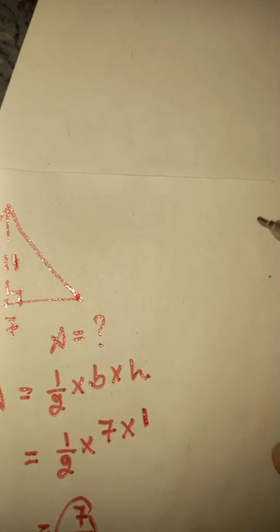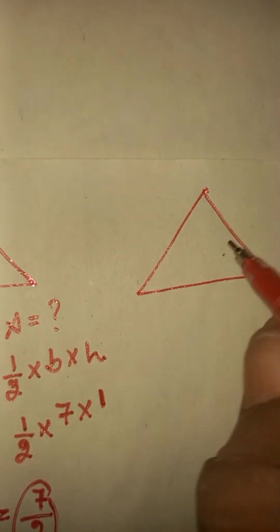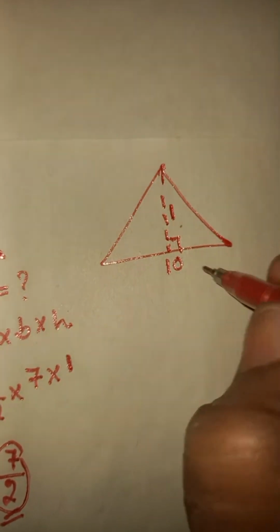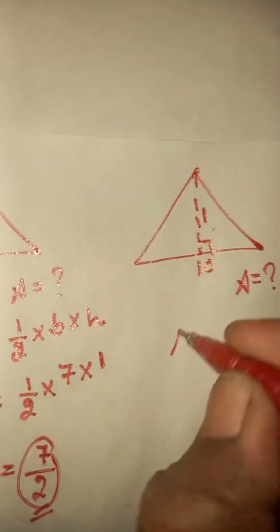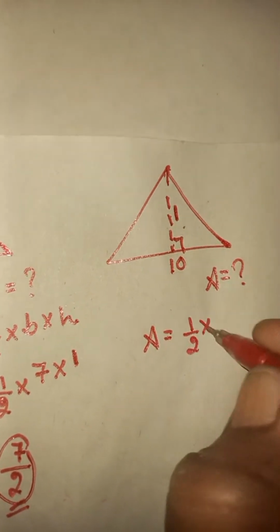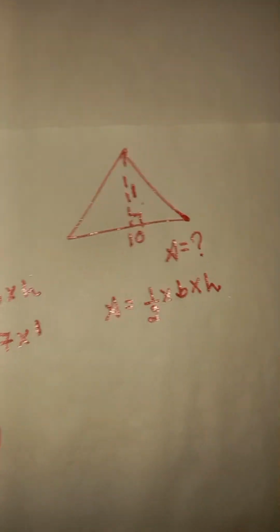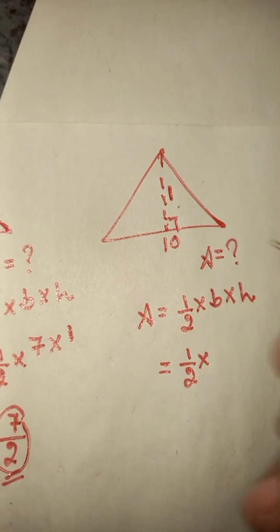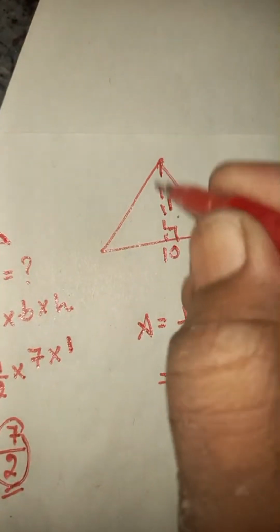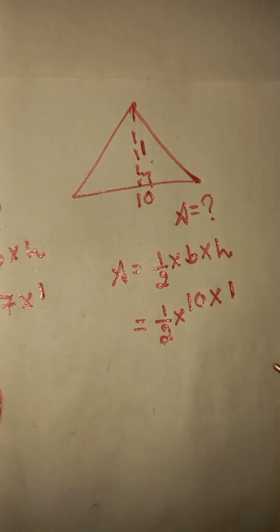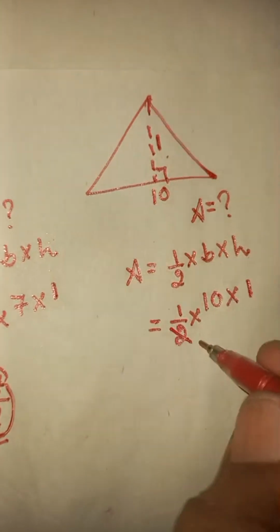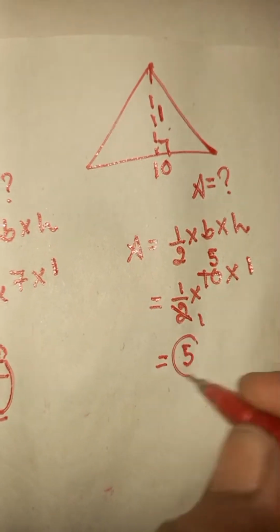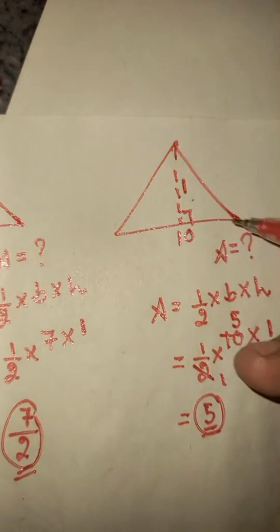Let's take one more triangle. In this triangle, they have given the base length as 10 units and the perpendicular height as 1 unit. Find out the area. The area of this triangle is the same thing, half times base times perpendicular height. So it becomes half times, this is the base, which is 10 units, times, this is the perpendicular height, which is 1 unit. Now you need to divide the denominator and numerator. 2 1 times, 2 5 times is 10. 5 times 1 remains as 5. 5 square units is the area of this triangle.